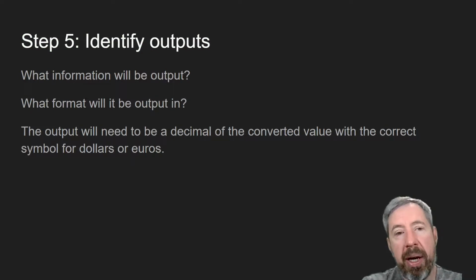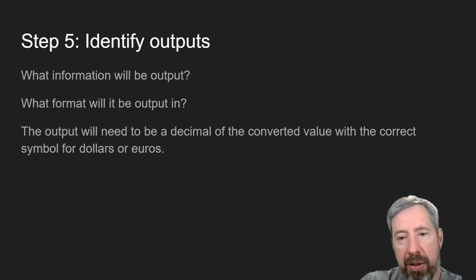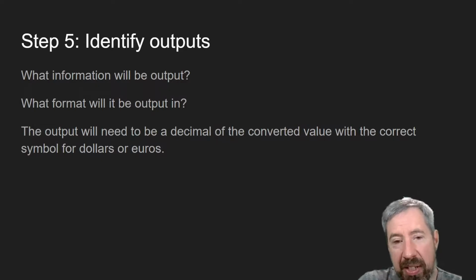We need to think about what will be output by this program and what format that output would be in. So if we're doing money and it's going to be in dollars or euros, we expect it might be something like $1.65. We'll need a decimal number. It'll need to have two decimal places, and it will need the correct sign, either a dollar or a euro symbol.